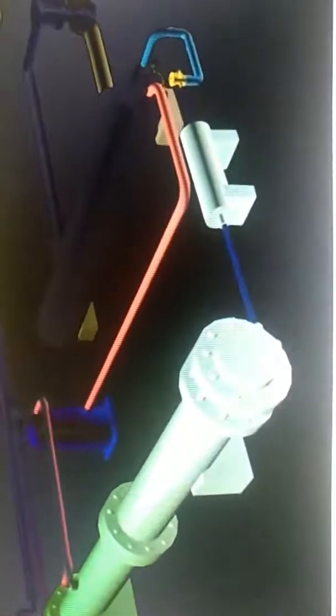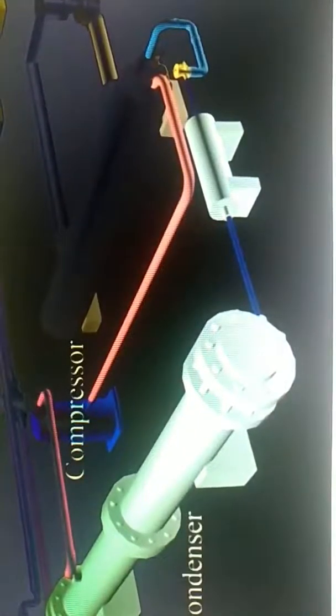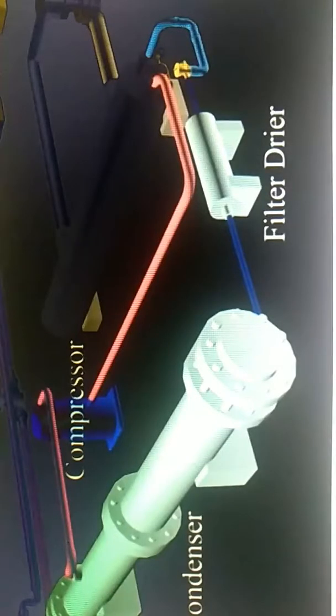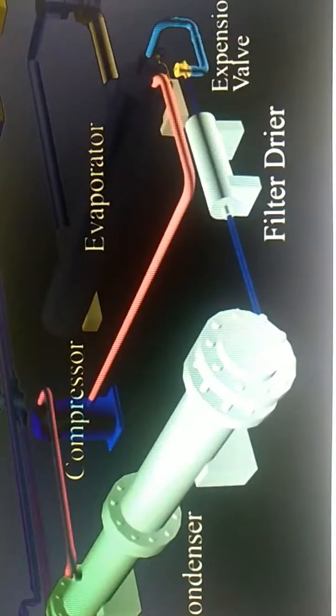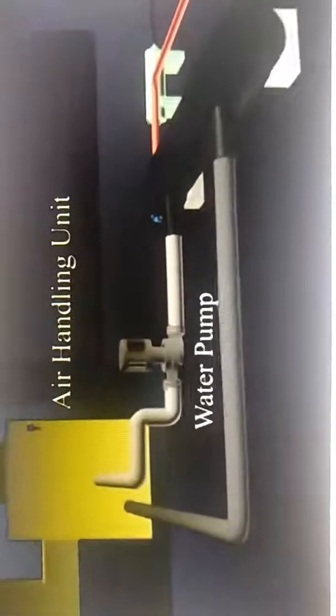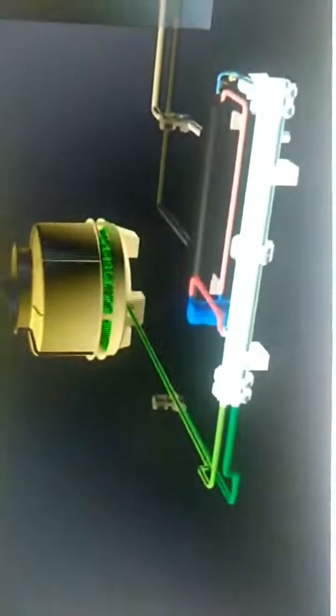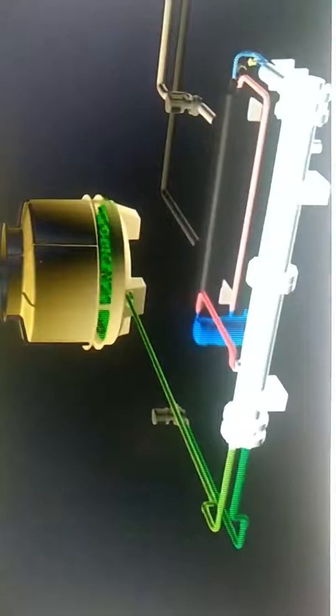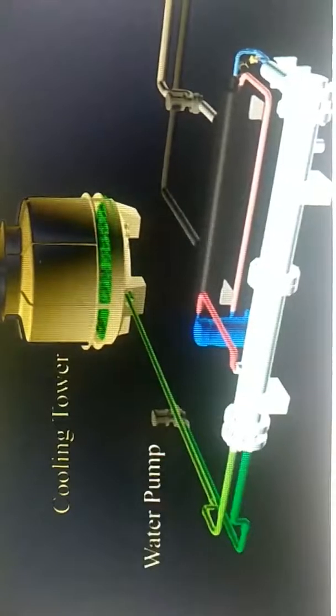The components that are involved in refrigerant cycle are compressor, condenser, filter dryer, expansion valve and evaporator. For chilled water cycle, the components involved are air handling unit and water pump. In condenser water cycle, the components that are needed for the process are cooling tower and water pump.